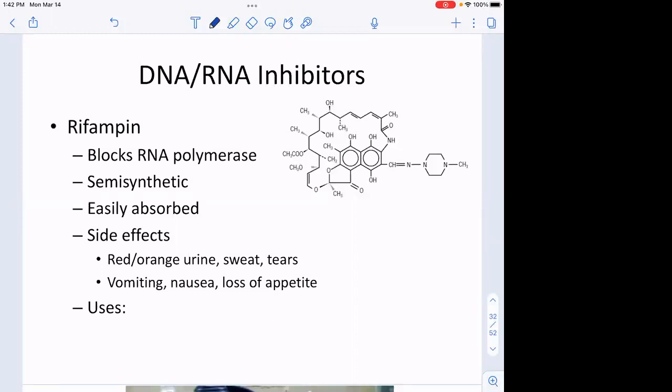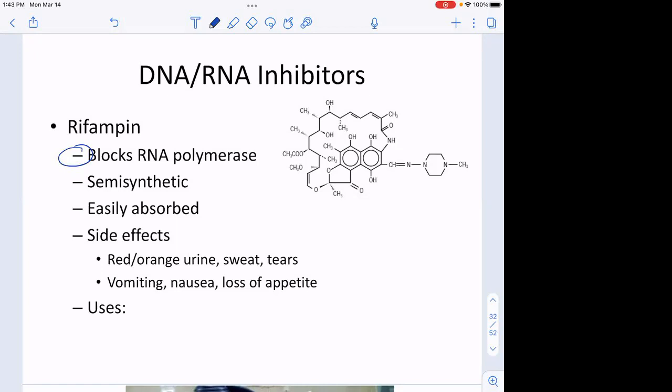We have a DNA inhibitor and an RNA inhibitor. So rifampin, or sometimes it's called rifampicin, is an RNA inhibitor because it blocks that RNA polymerase. And I think it binds to the enzyme itself. Remember, bacterial RNA polymerase is a little bit different. In eukaryotes, we have a different polymerase, RNA polymerase, to make different kinds of RNA.